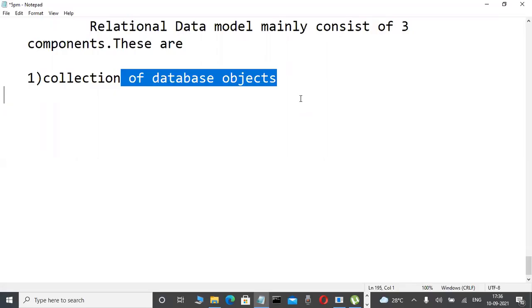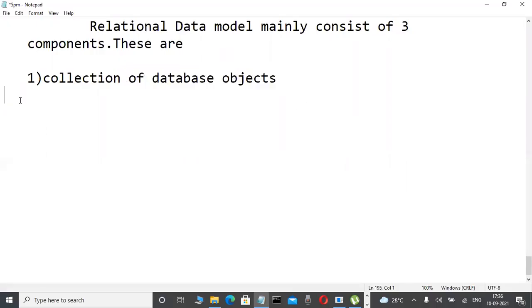Whichever software you are working on, that software we practice. If we are practicing Oracle, then Oracle syntaxes. If you are practicing SQL Server, then SQL Server syntaxes. But conceptually you are learning first. That is important. That's why it is very easy. Once you learn one course, it is enough. And now an example of the collection of database objects.